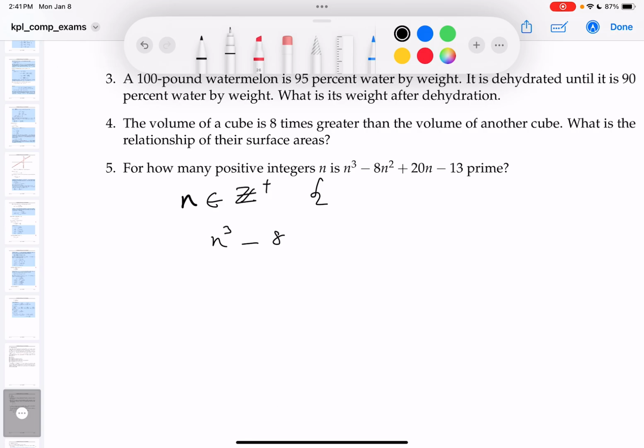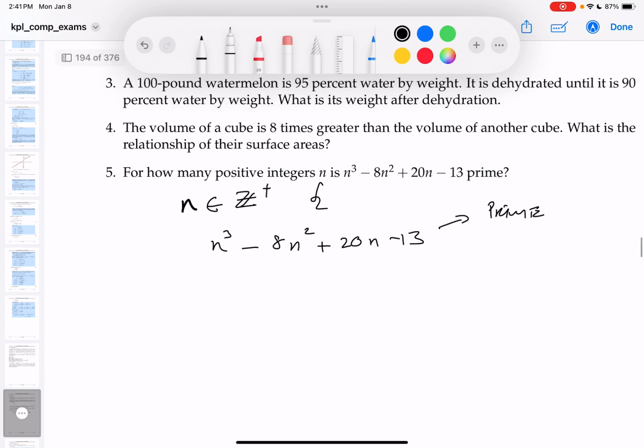Again, I'll get to the bottom of the question later, but right now I'm kind of wondering what the prime numbers are. Right, for how many positive integers n is n cubed minus 8n squared plus 20n prime? So I want to make this thing prime. And one way to do that is just try to factor the problem. And I'm going to say this is a function of n, where n is a positive integer, or a natural number, I should say.